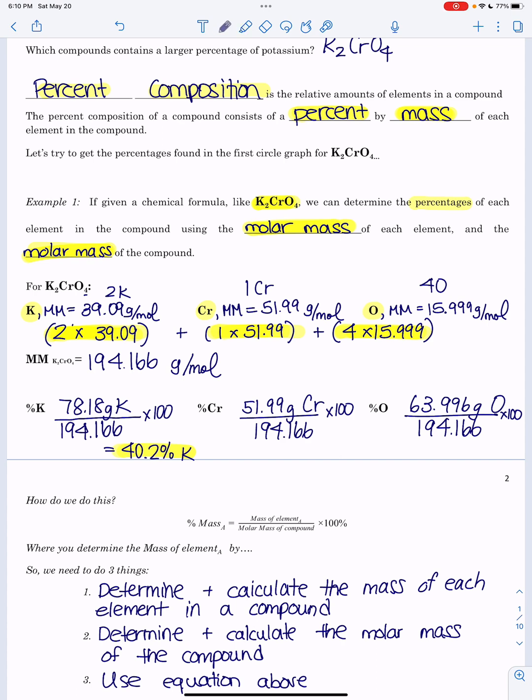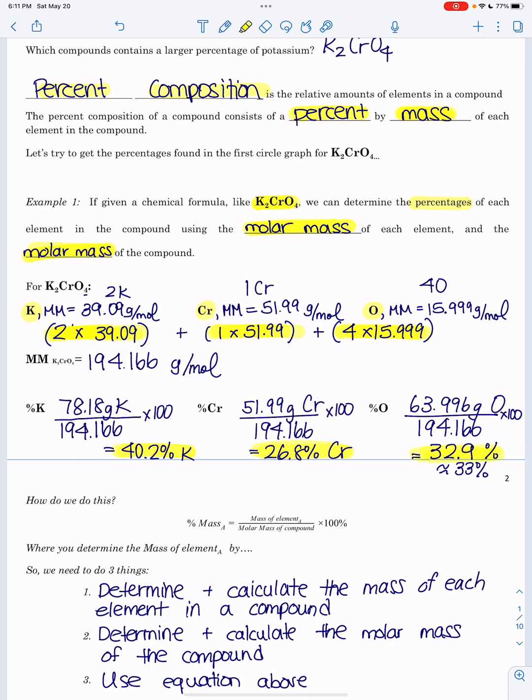Okay. Let's do Cr. We'll do 51.99 divided by 194.166. If you had to predict, I'm sure the percentage would be lower because the mass is lower. And I get 26.8% Cr. And then finally, if I want to get the percentage of O, I'll do 63.996 divided by 194.166, times 100, and I'll get 32.9 percent, which is approximately 33%. You could round and that's okay.